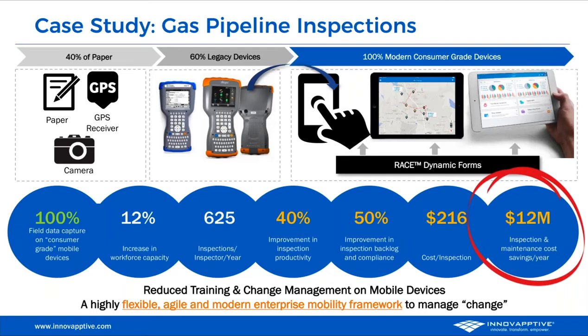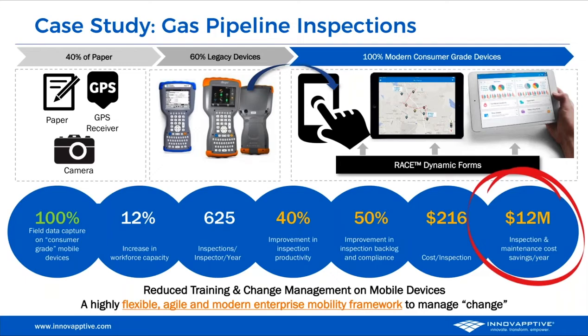Which led to a 12% increase in workforce capacity. And the volume of inspections per inspector per year rose to 625. That resulted in a high productivity increase on the inspector side, as well as a 50% improvement in backlog and compliance in the first year, right? Bringing down their cost per inspection, as well as resulting in savings of close to $12 million per year, and that's across 800 field inspectors, right?